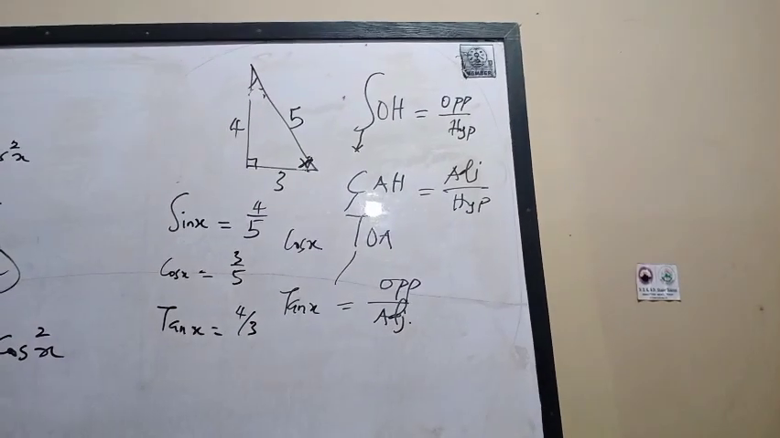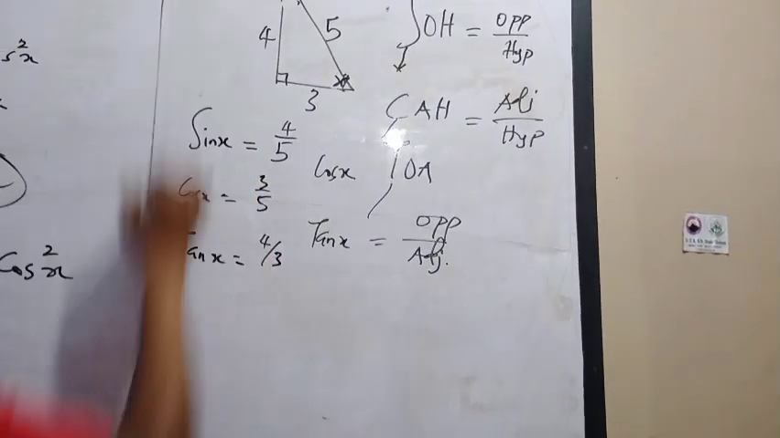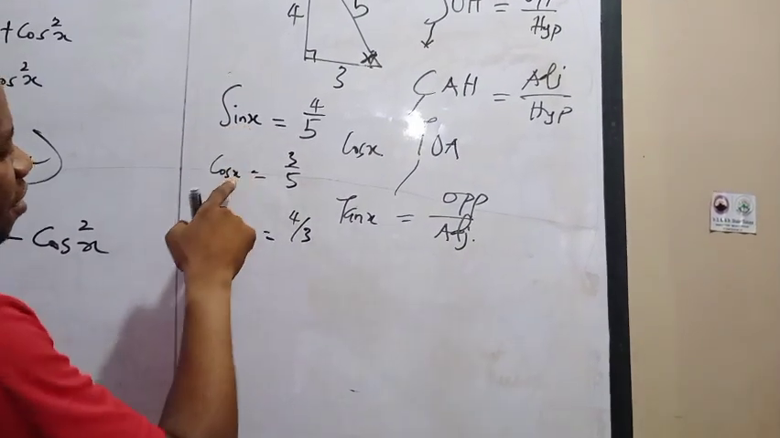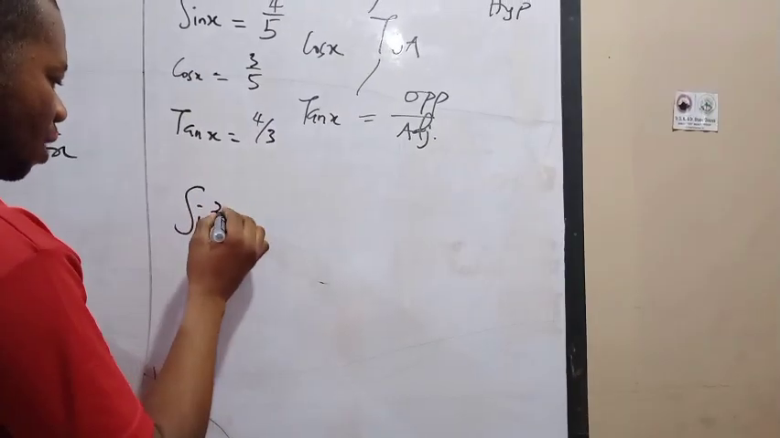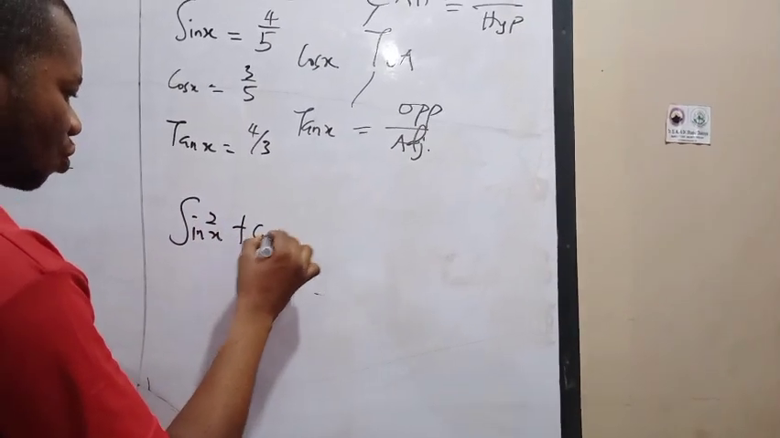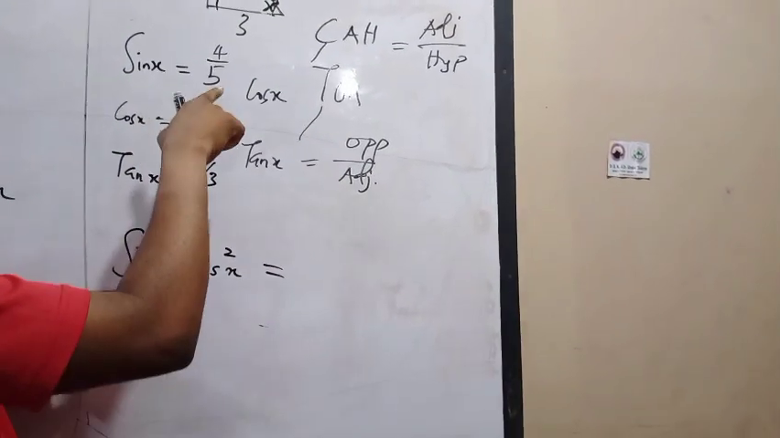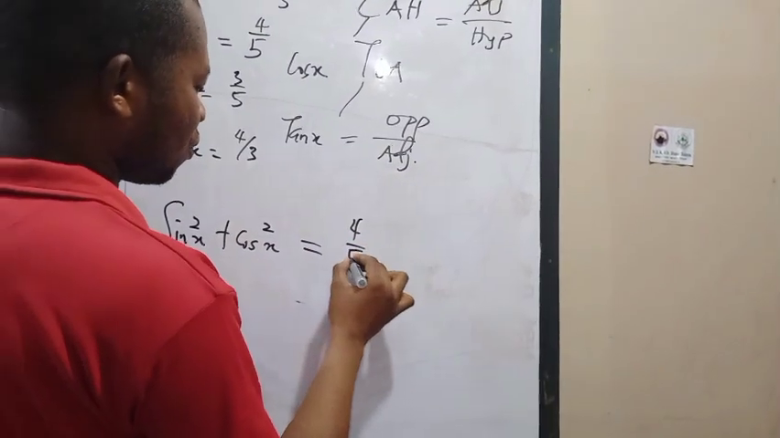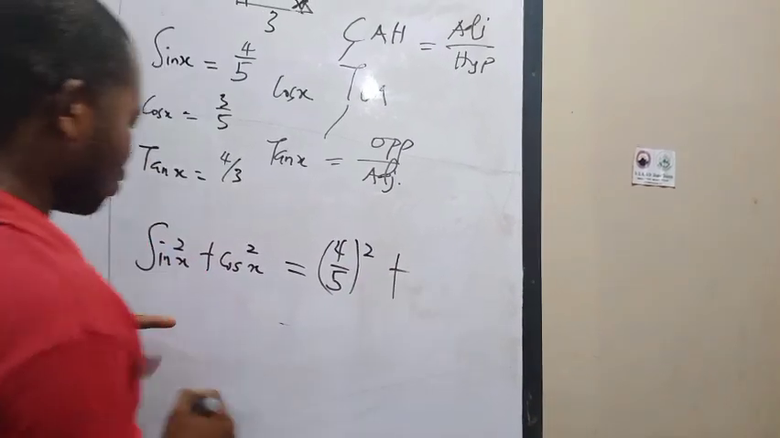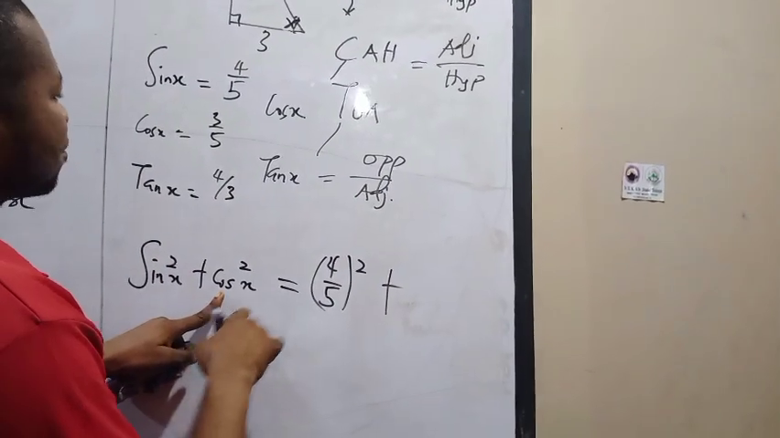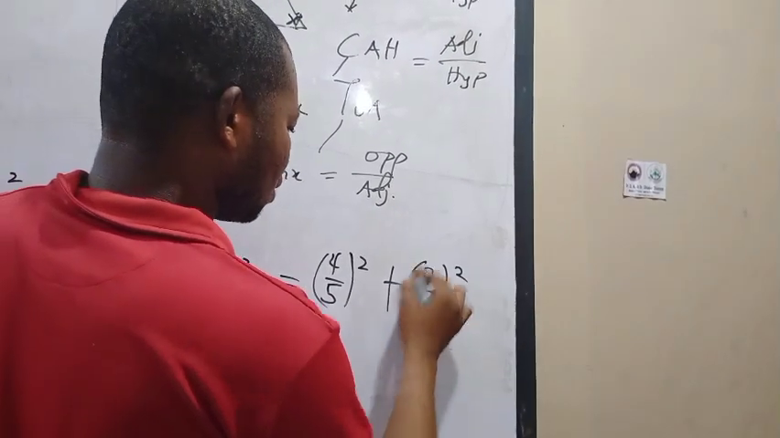Now, that being the case, let me do a little research here. This is sine x, this is cos x. What if I say sine square x plus cos square x? What will it give me? I already know that sine x is equal to 4 over 5, so the square of it will be 4 over 5 squared. Then plus cos square x. Cos x is 3 over 5, so the square of it is 3 over 5 squared.